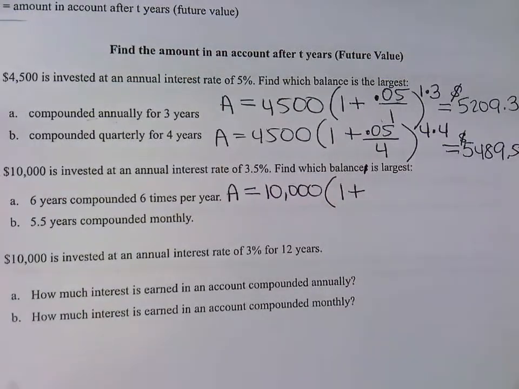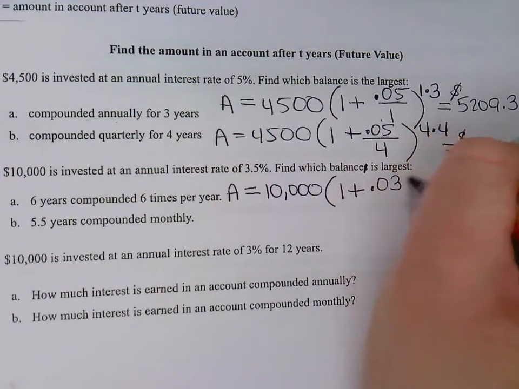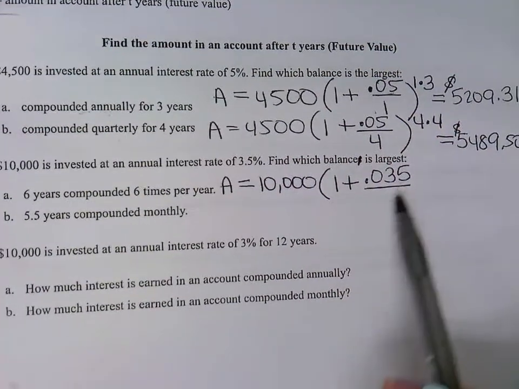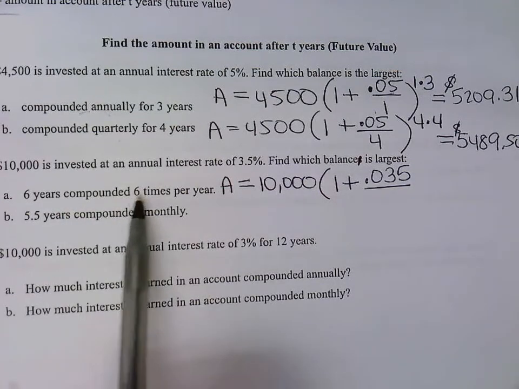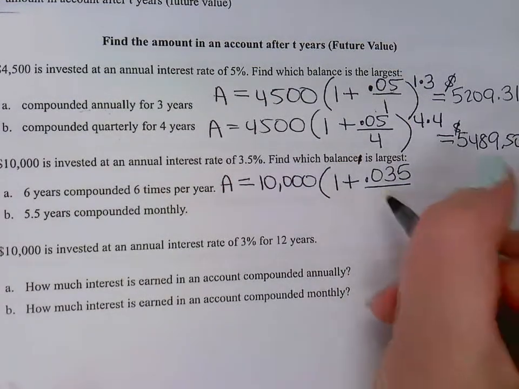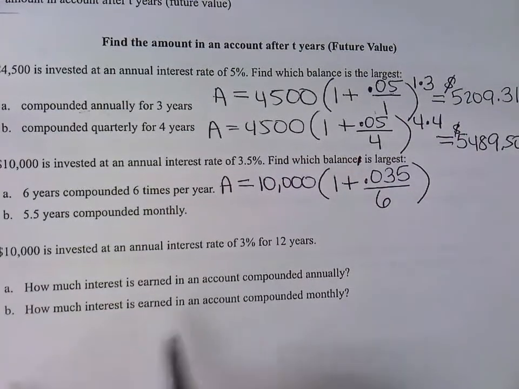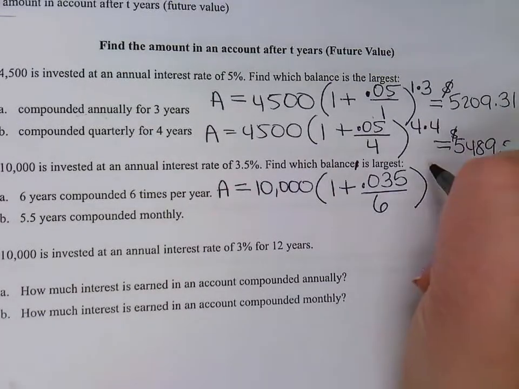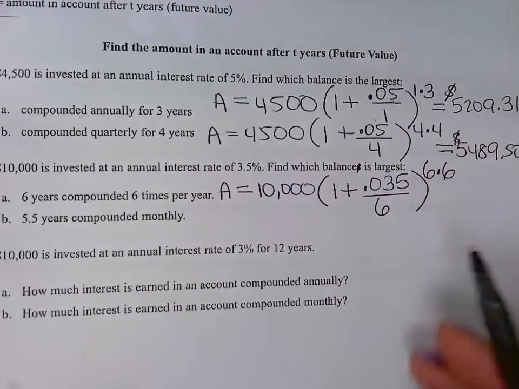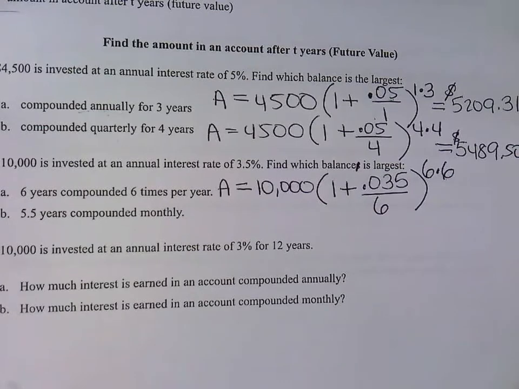Plus, what's my interest rate? How do I express 3.5%? You can move the decimal 2 places, so 0.035. How many times does that get divided up? 6 times per year. So I'm going to divide my interest rate by 6 over those 6 times. And how many times do I compound? 6 times every year times 6 years is 36 times I'm getting compounded interest. And then see if you can set up part B on your own this time.